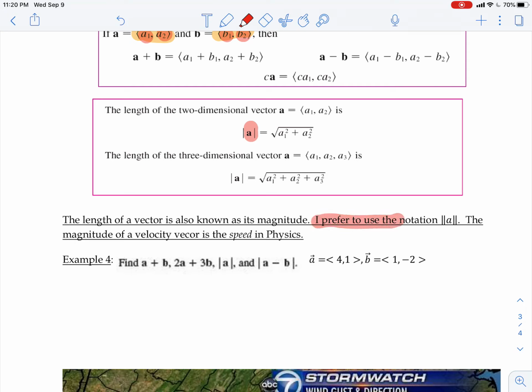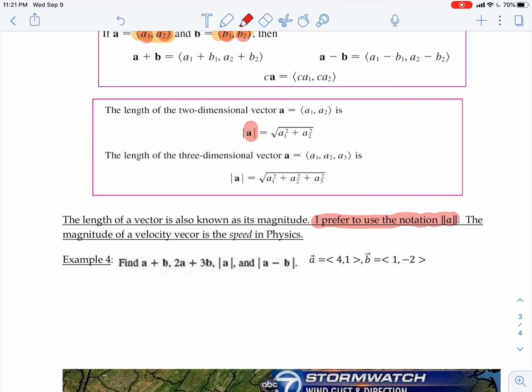Now, one thing the notes say is that I prefer a notation with double lines on both sides of our vector, just to differentiate it from the absolute value of a. But most problems in the textbook are going to have a single line on both sides of your vector. And so it's up to you. You can use either notation. I myself am probably going to use the single line instead of the double line.